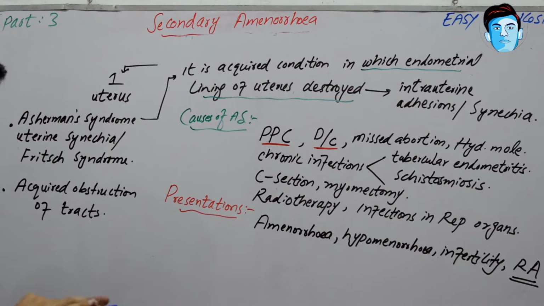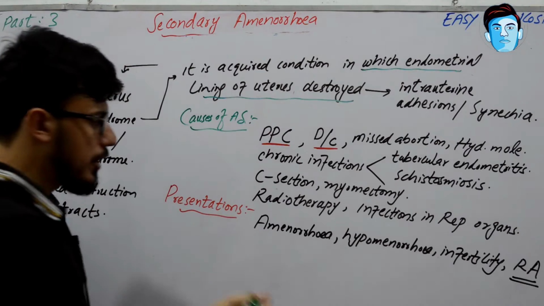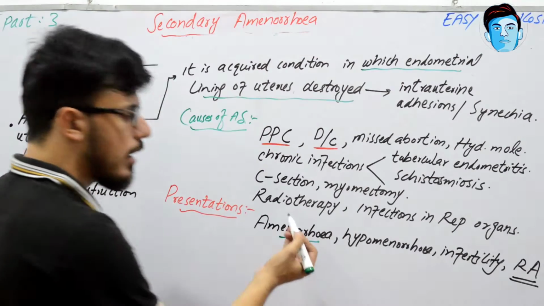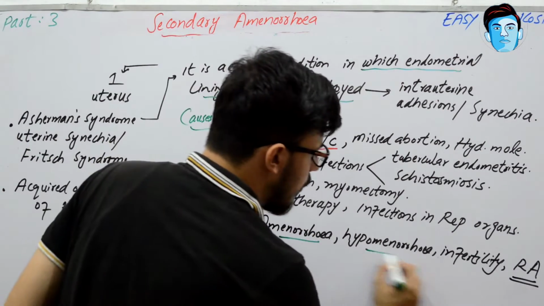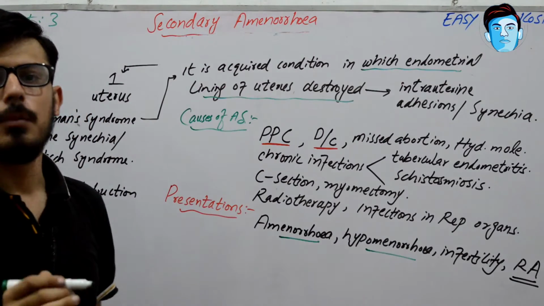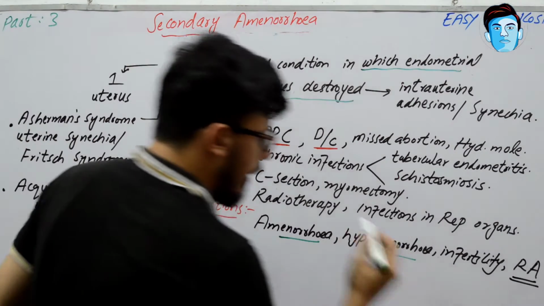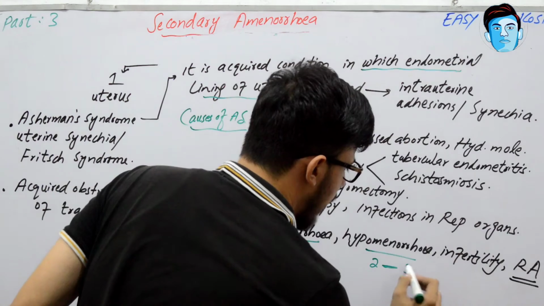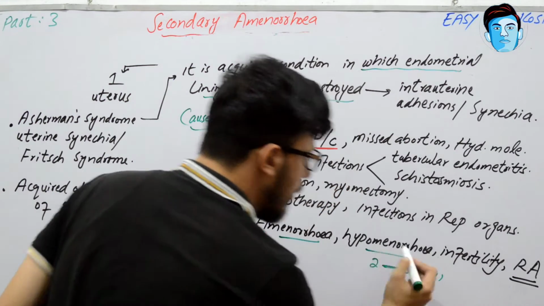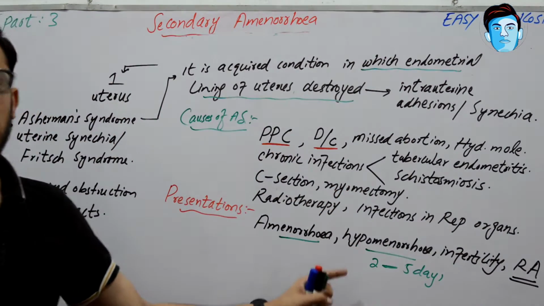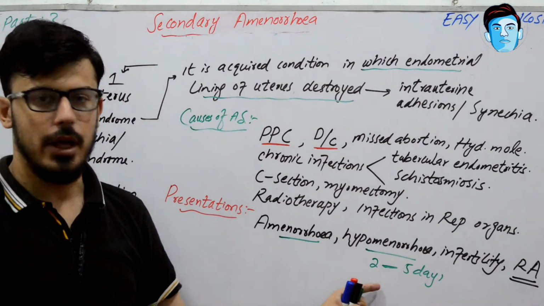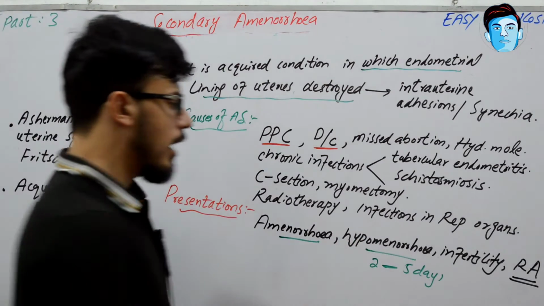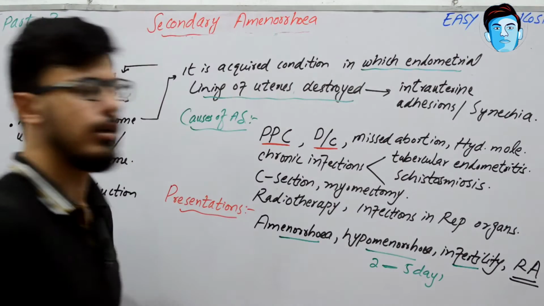Patients usually present with amenorrhea, which means the absence of menstruation. Hypomenorrhea means, as you know, that normally menstrual bleeding continues for 2 to 5 days, but in hypomenorrhea the menstrual bleeding continues for less than 2 days. So this is called hypomenorrhea. And patients also present with infertility.